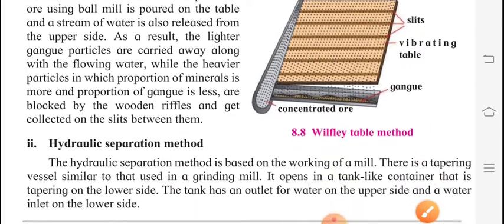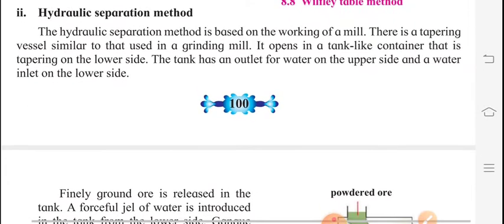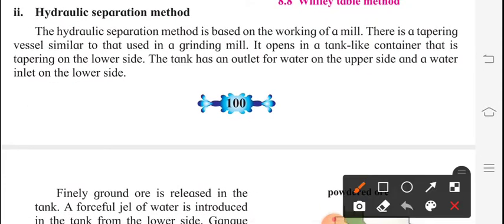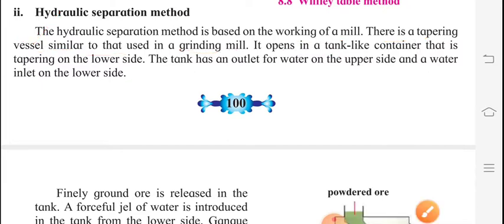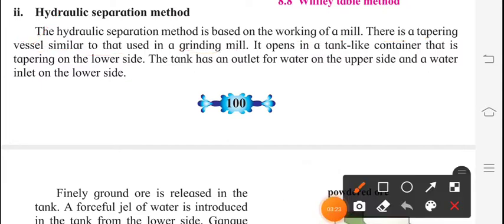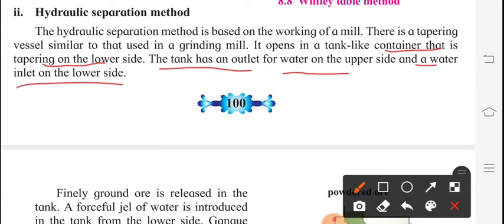Now we will go ahead with another method. That method is named the hydraulic separation method. We have different kinds of hydraulic separation methods. Amongst that, we are using this one. This method is based on the working of a mill. There is a tapering vessel similar to that used in a grinding mill. It opens in a tank-like container that is tapering on the lower side. The tank has an outlet for water on the upper side and a water inlet on the lower side.